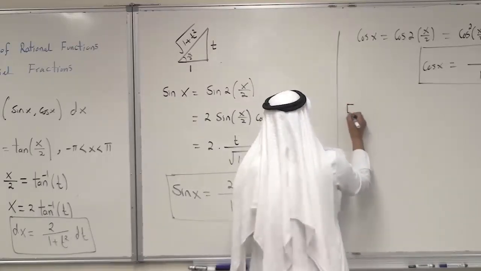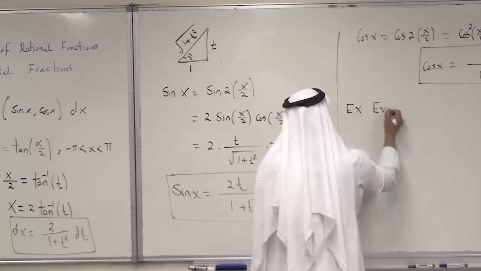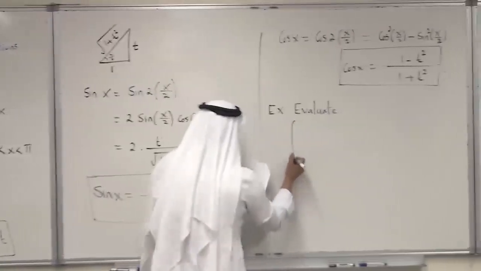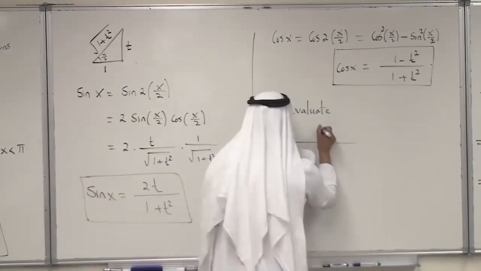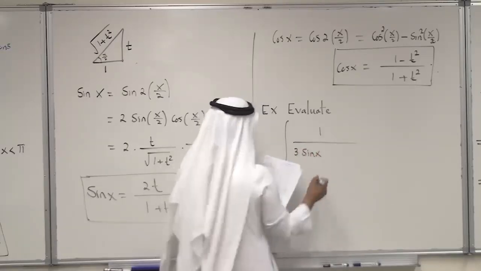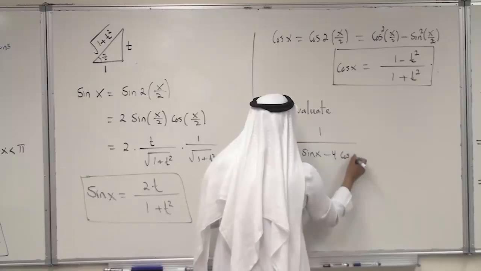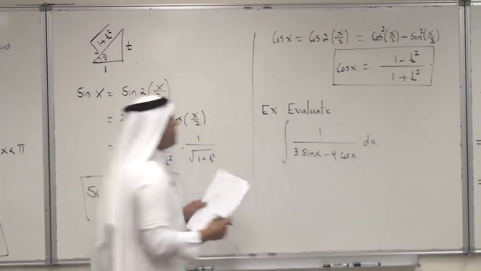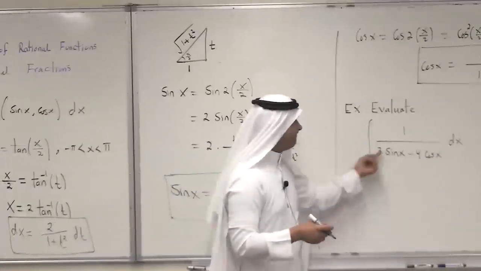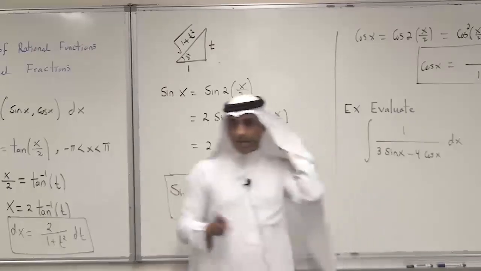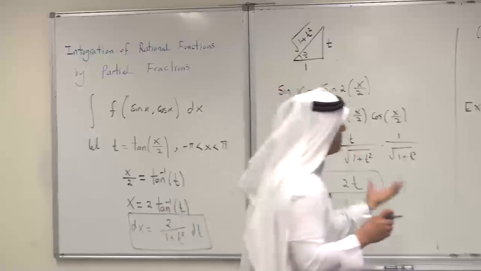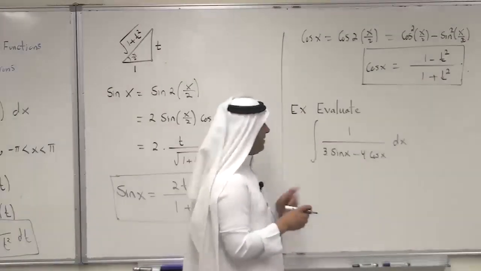Okay, let us write this nice exercise here. It says evaluate, to illustrate this idea, the integral of 1 divided by 3 sine of x minus 4 cosine of x dx. How to integrate this? If you go back to the discussion we made about sine and cosine, there is no direct classical substitution for this. This is a function that cannot be integrated directly.